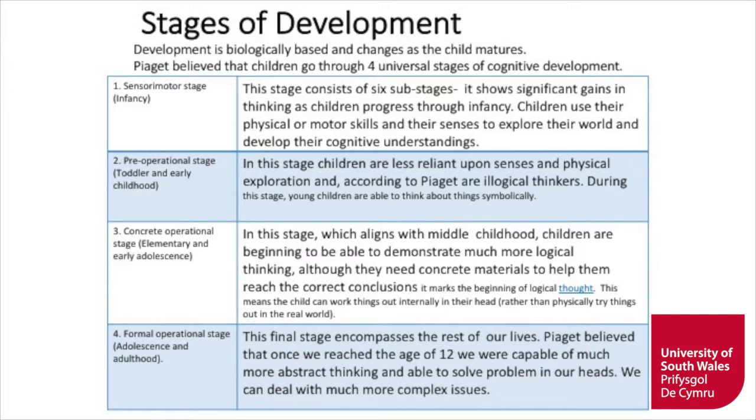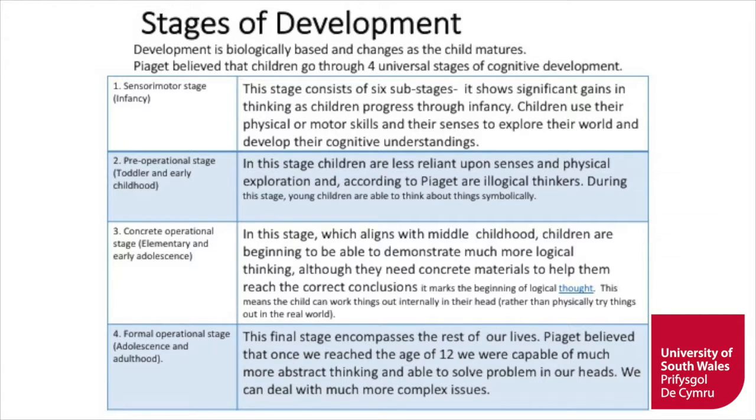Concrete operational stage. So this is very much around primary school into early adolescence. In this stage, which aligns to middle childhood, children are beginning to be able to think more logically. So from that illogical process at the second stage to a more logical process of thinking in this third stage. Although they still need concrete materials to help them reach correct conclusions, it marks the beginning of that logical thought process. So basically, children start to work things out internally in their head, rather than physically trying things out via trial and error in the real world, which you will probably see more in that younger age group. They'll learn more by thinking than doing.